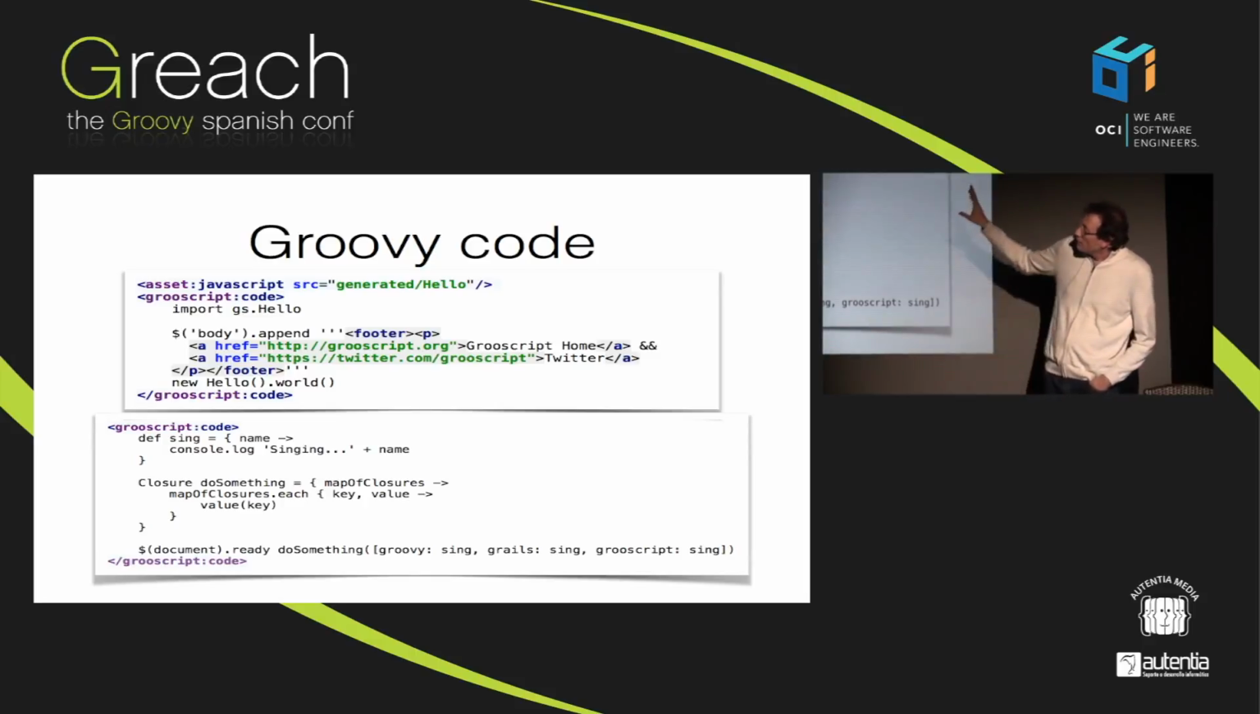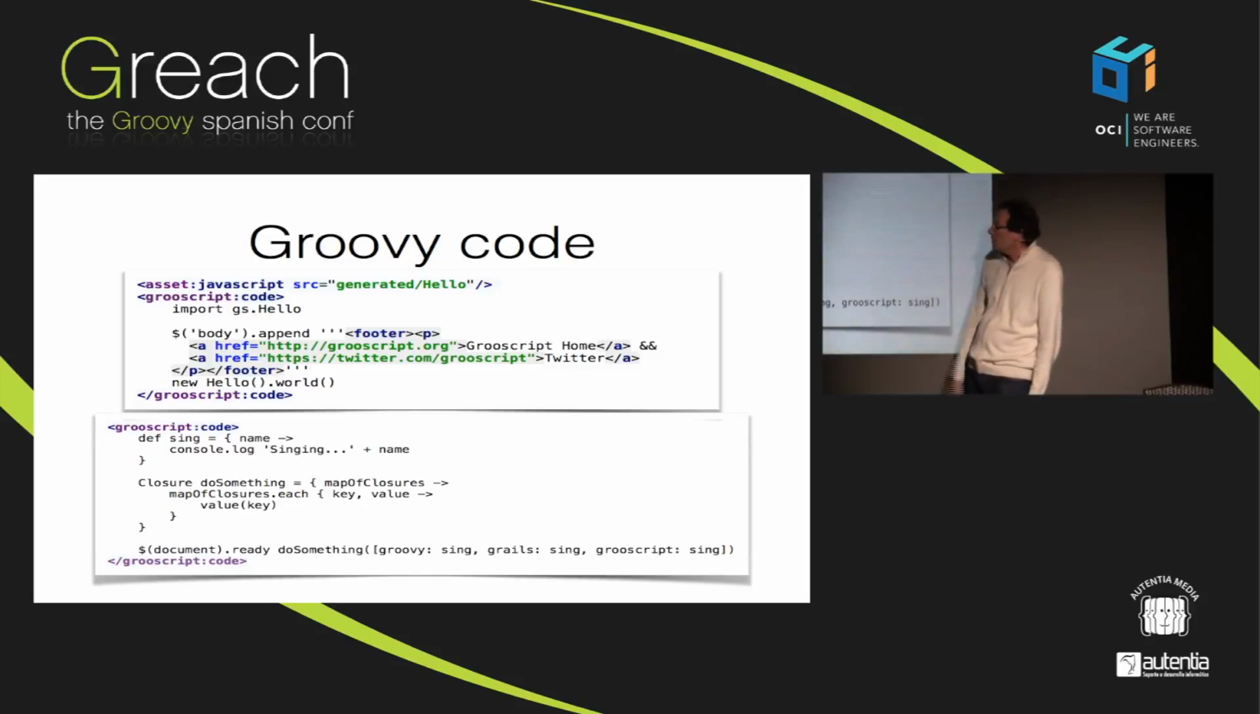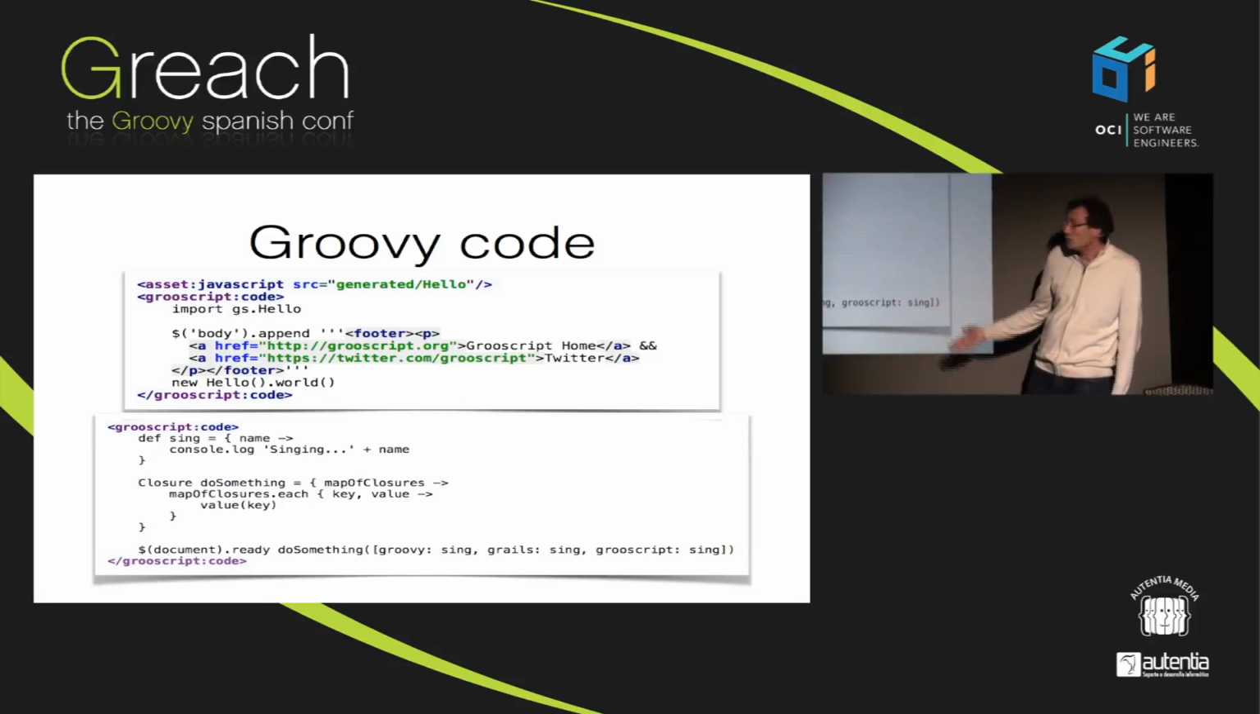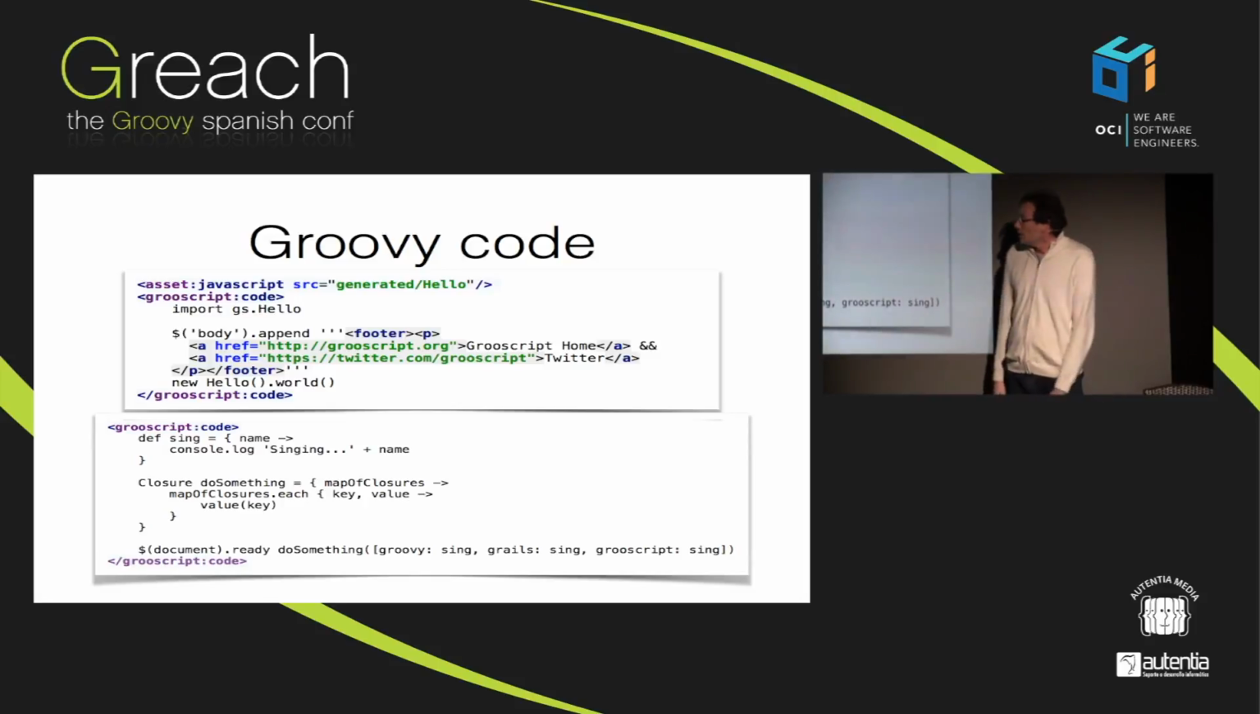So this tag, what it does is convert that code to JavaScript and insert it in your GSP. So that code will run in the client side, not in the server side. All the conversions are cached, so the first one maybe can be slow, but later times it is very fast. Here is another example. As you see, it's Groovy code that will run in your client side.